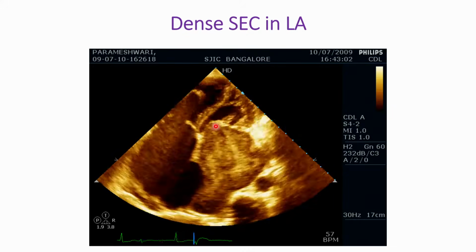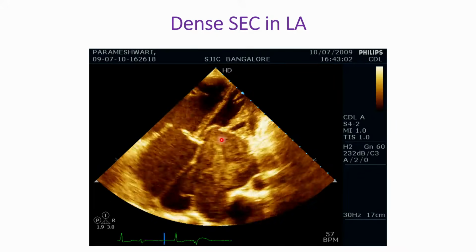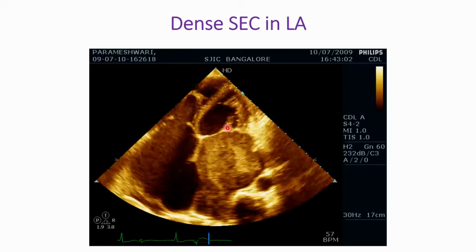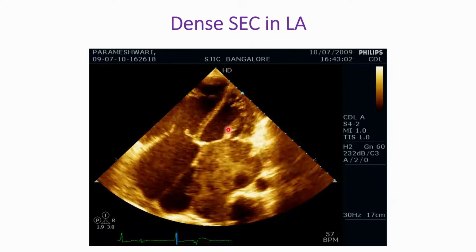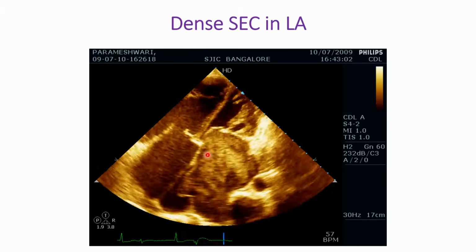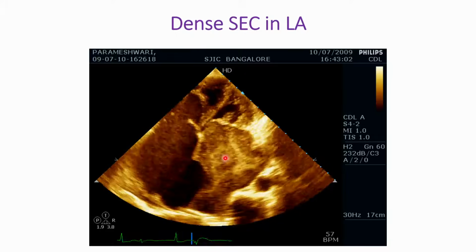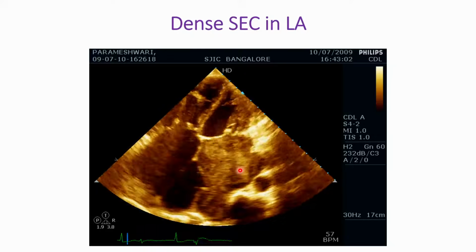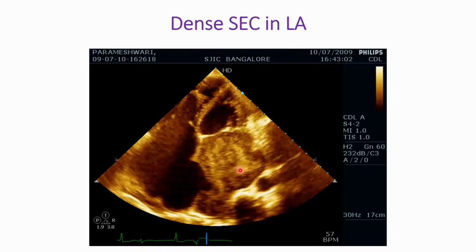So here we can see what is seen. It is an apical four chamber view. We can see there is subvalvular disease. Mitral orifice is narrowed. There is severe MS. Here we can see a dense SEC in the left atrium body. And here we get the LA appendage. In this view, it is not really seen. If we tilt and adjust the view, you can get the LA appendage also.